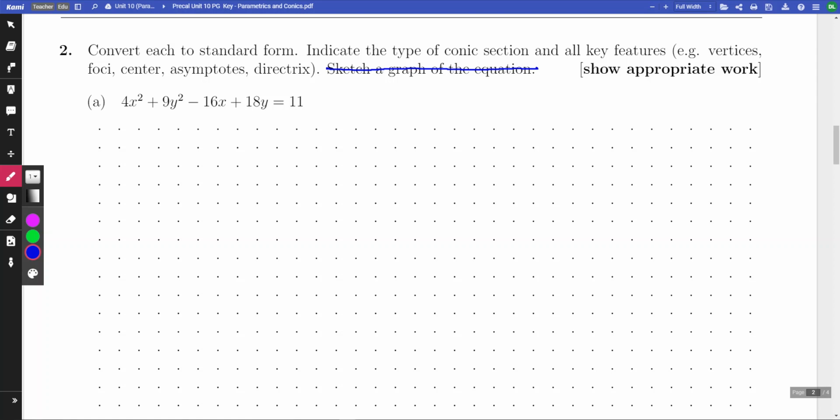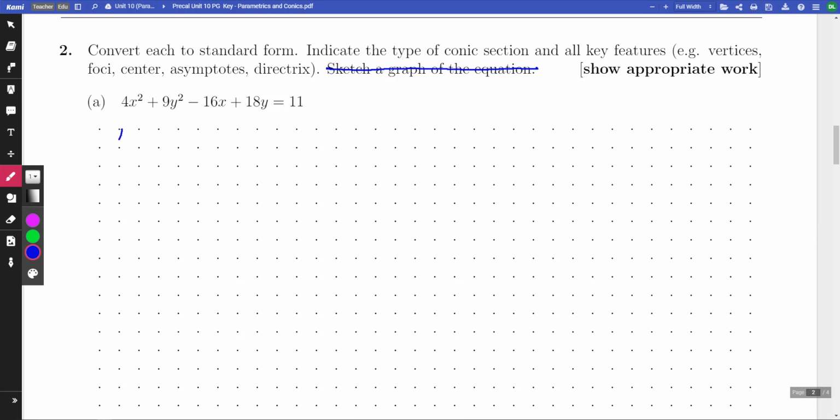Okay, so here we're going to convert an equation from general form to standard form. We're going to indicate the type of conic section and all the key features: vertices, foci, asymptotes, directrix, whatever we might happen to have. So we look at our first equation and we notice that we're going to need to complete the square to get the idea of our conic section.